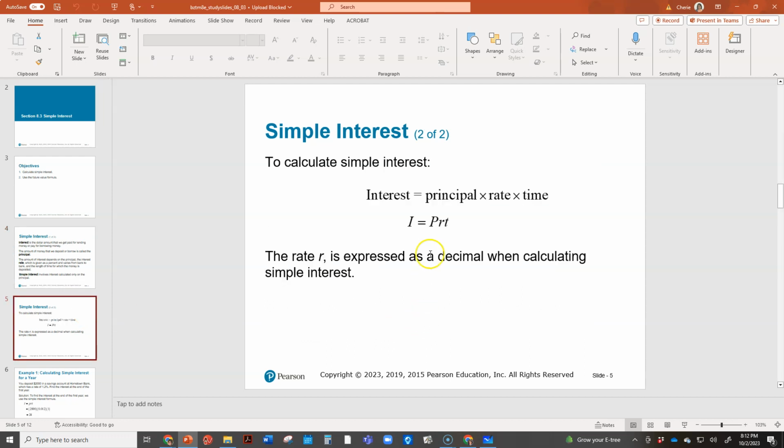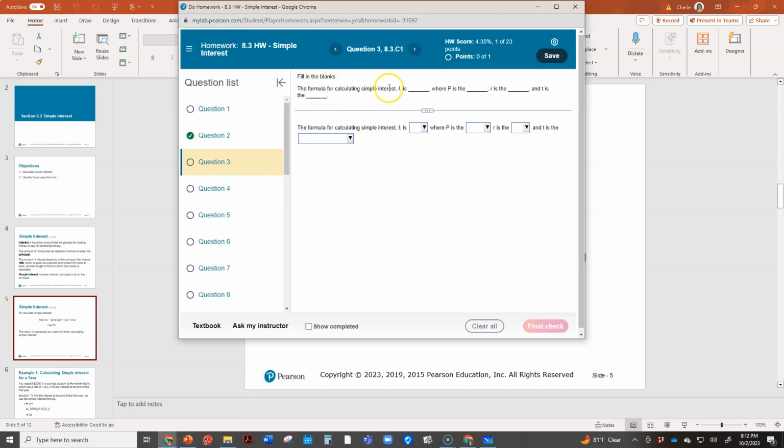So this is the formula, and I believe this is the information that we're going to need to answer the question on that slide. Interest equals principal times rate times time. And it says the formula for calculating simple interest, I equals PRT, where P is the principal, R is the interest rate, and T is the total time.